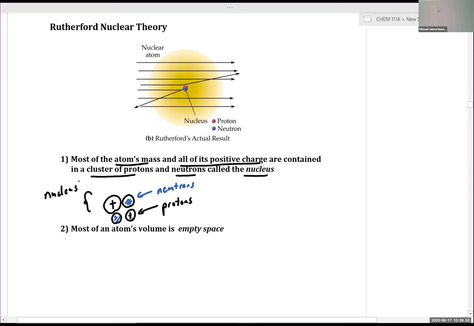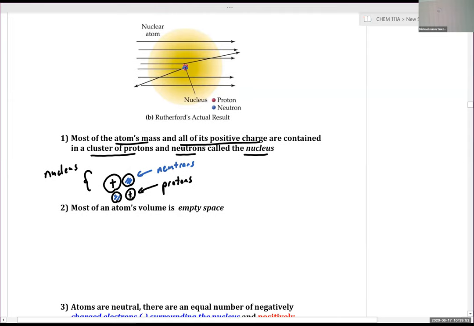Now, additionally, as we saw a relatively small number of deflection events, most of an atom's volume is empty space. So if this little dot was our nucleus, an atom's overall volume, if we put this dot as the nucleus, we'd have to draw the outer bounds of our atom to be miles and miles away. The nucleus occupies a very, very, very small volume in our atom. Most of an atom's volume is empty space.